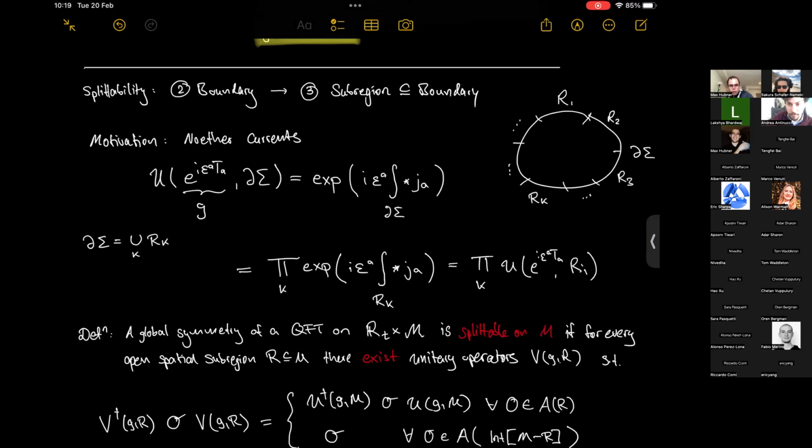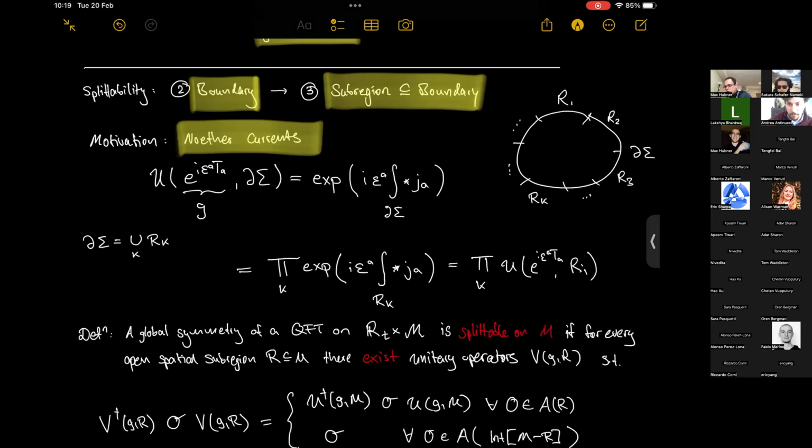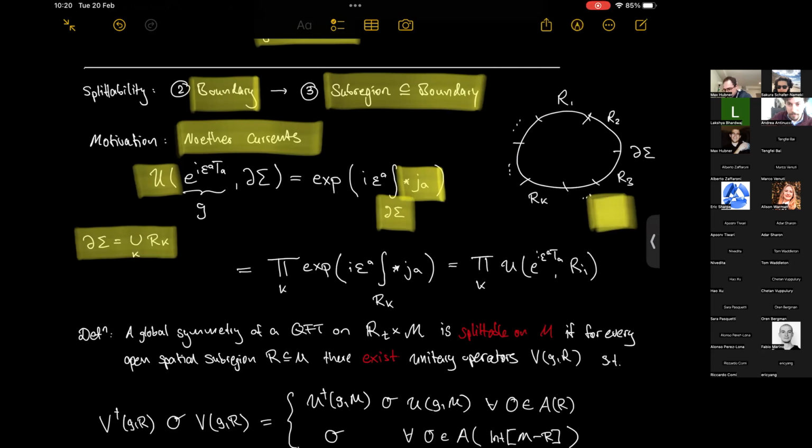The next step in their proof relies on the splittability property. The job of splittability is to go from the boundary to subregions in the boundary. The motivating example for why one might hope this to be true is, of course, symmetries built from Noether currents. If I have a unitary operator U, which is the exponentiation of some Noether current over the boundary, partial sigma, then simply decomposing partial sigma into a union of regions, as I've drawn over here, gives you a decomposition of the symmetry operator, right? Trivially rewriting the integral then gives you this product structure over these smaller operators, which are supported on these segments of CFT space.